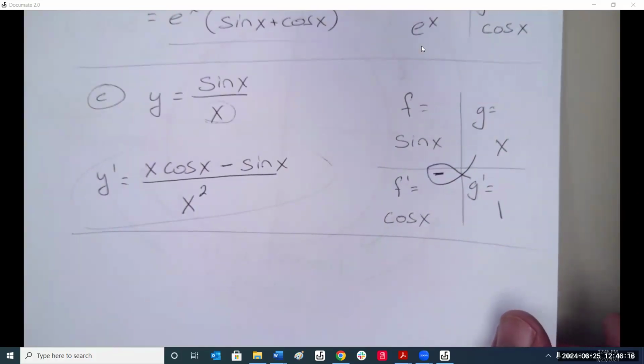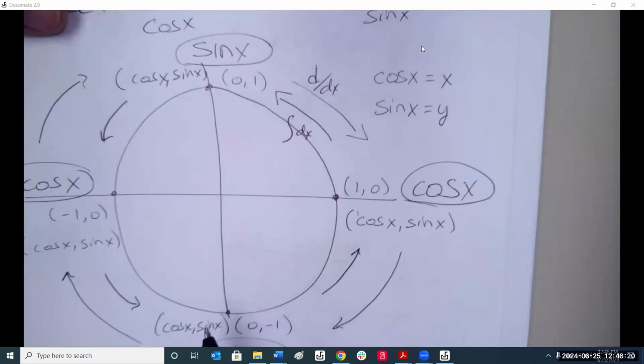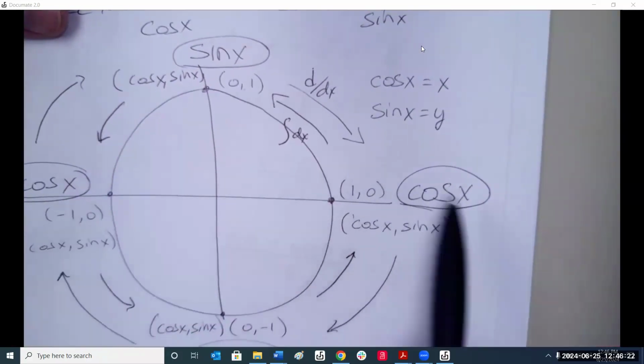Difficulty level? As long as you memorize this, x is the cosine values, y is the sine values.